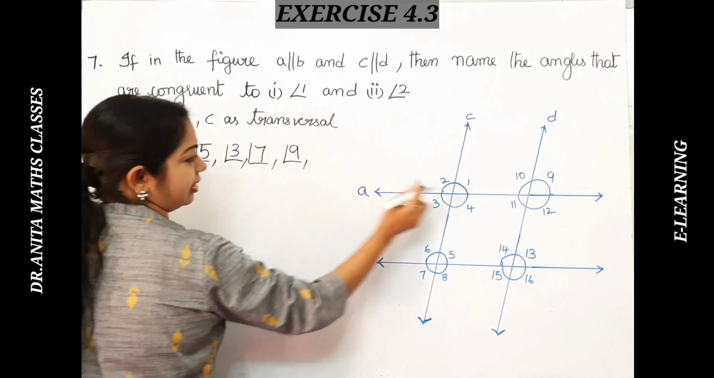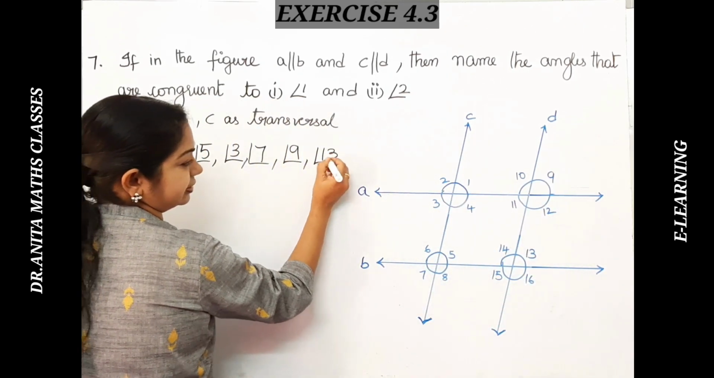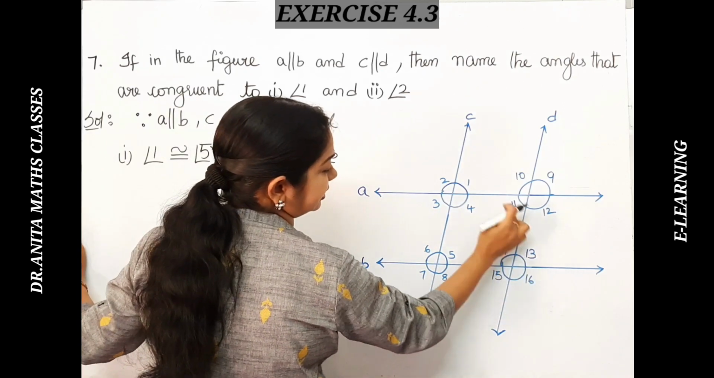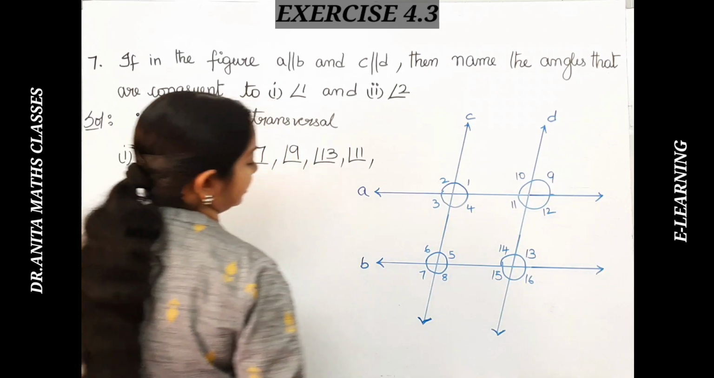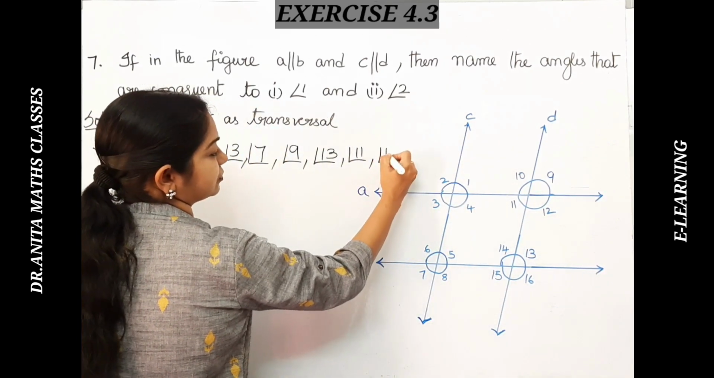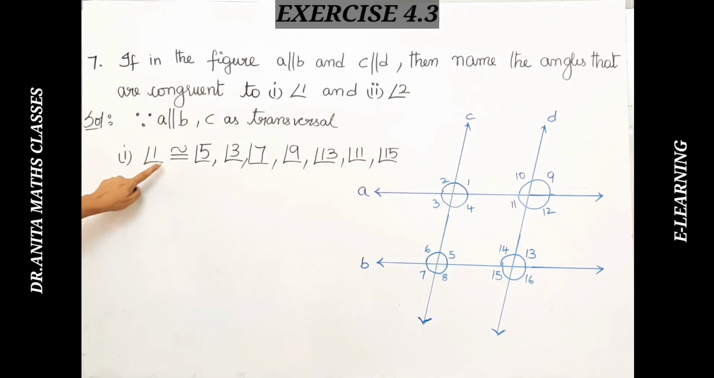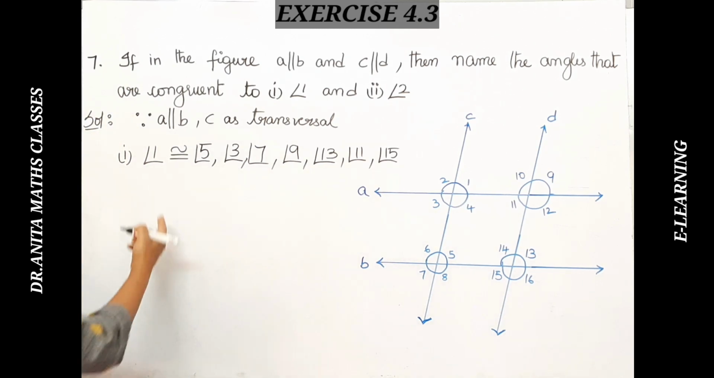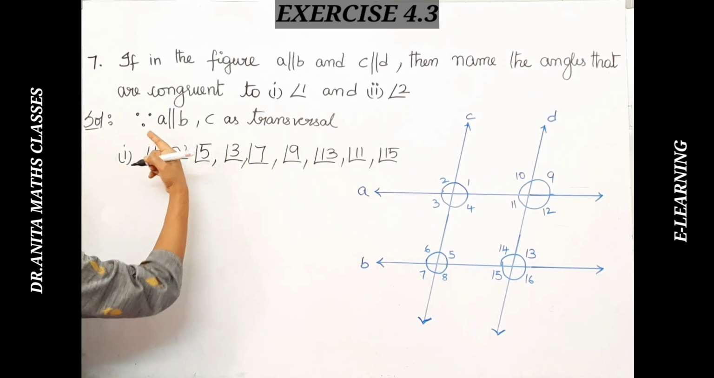So 9, after 9 and 13 here, right? And 13 and 11 also, 11 is alternate interior, right? Likewise, 11 and 15 are corresponding again, so 15. So all these angles are congruent to angle 1 according to the principles of parallel lines and a transversal, right? So these are all congruent to the first angle, that is angle 1.